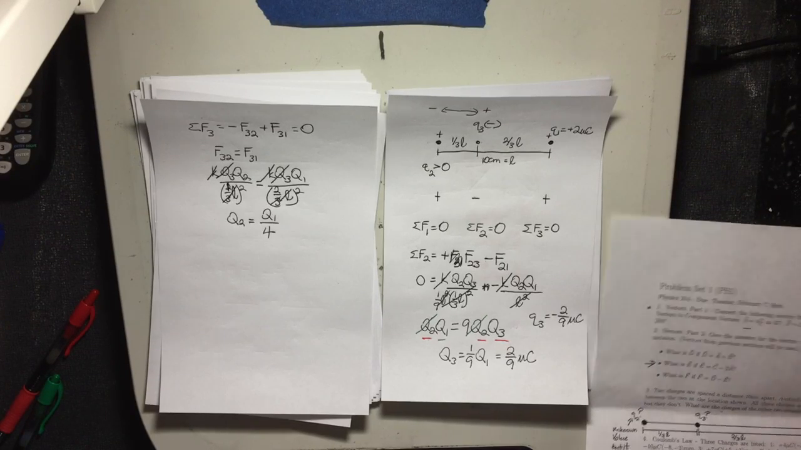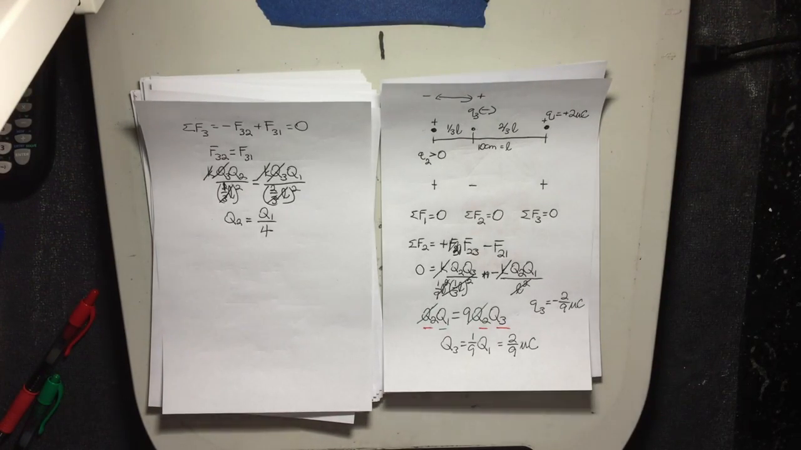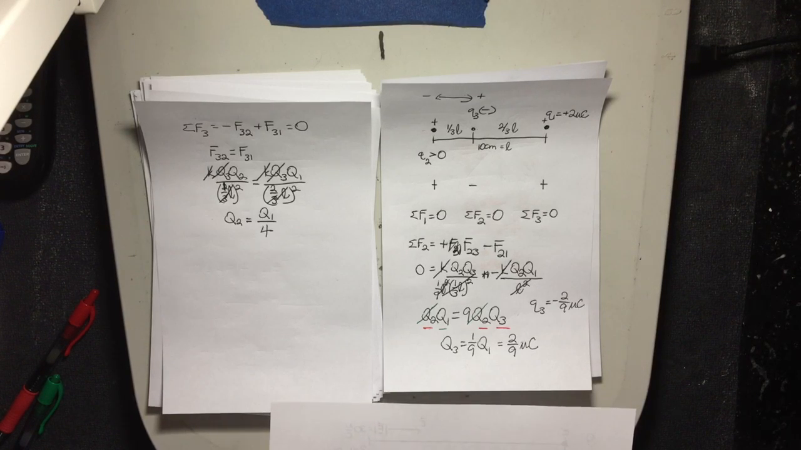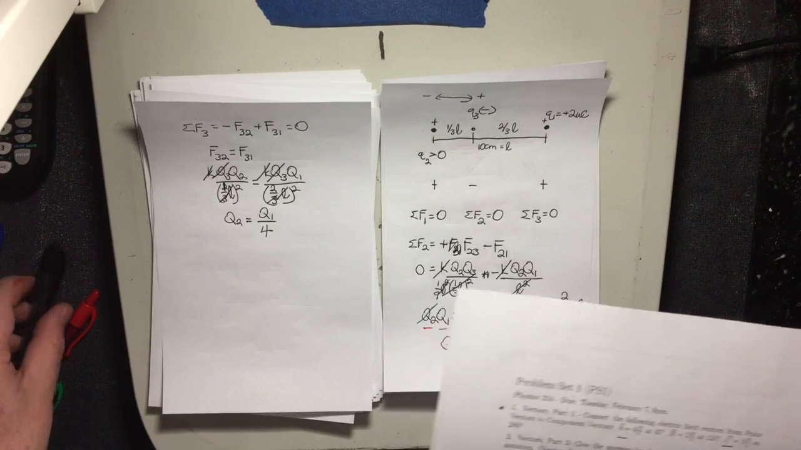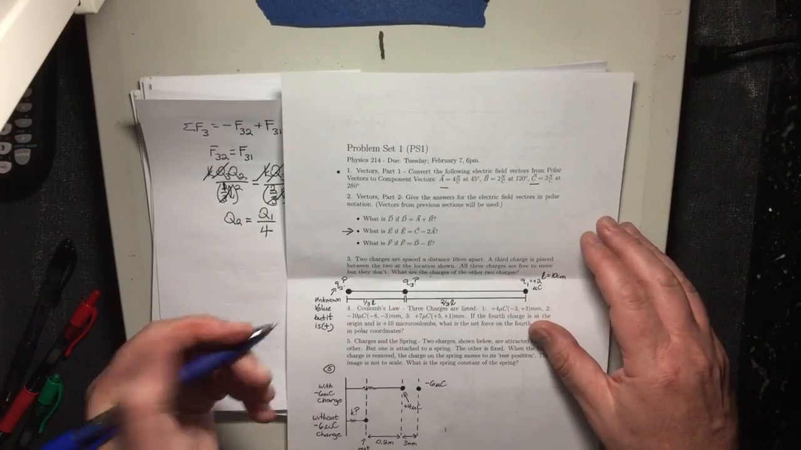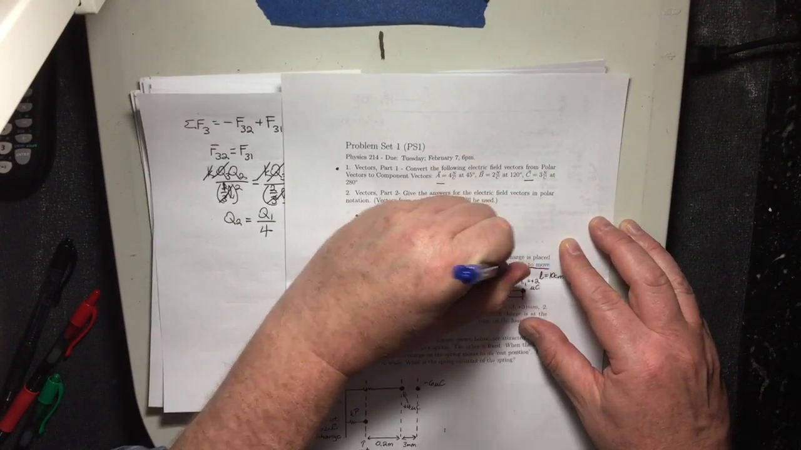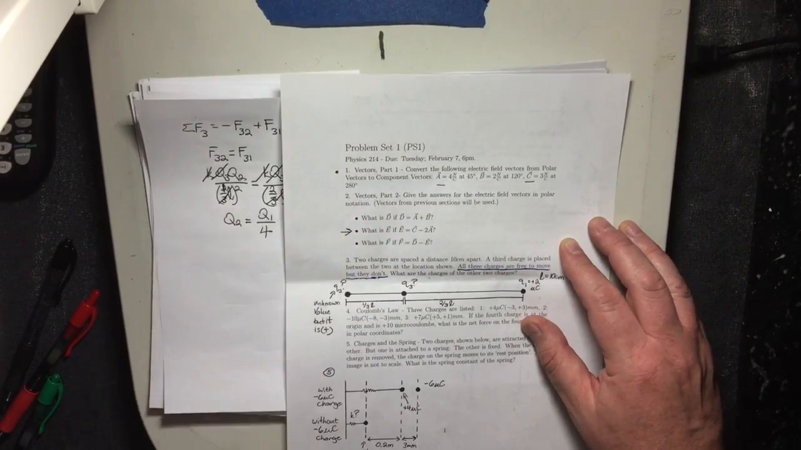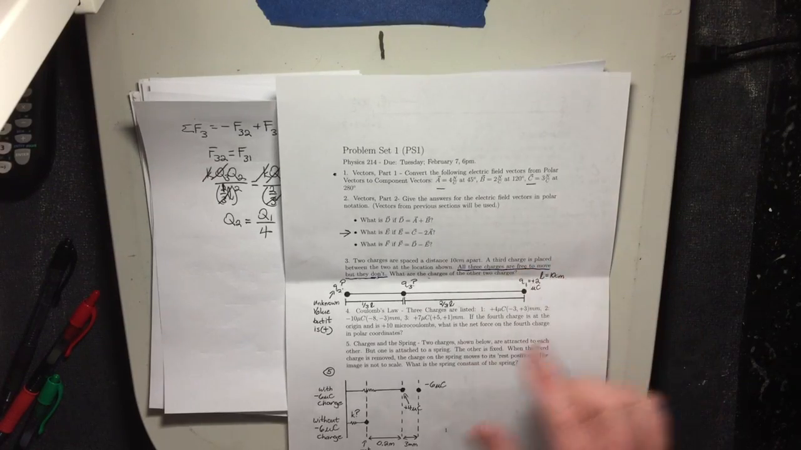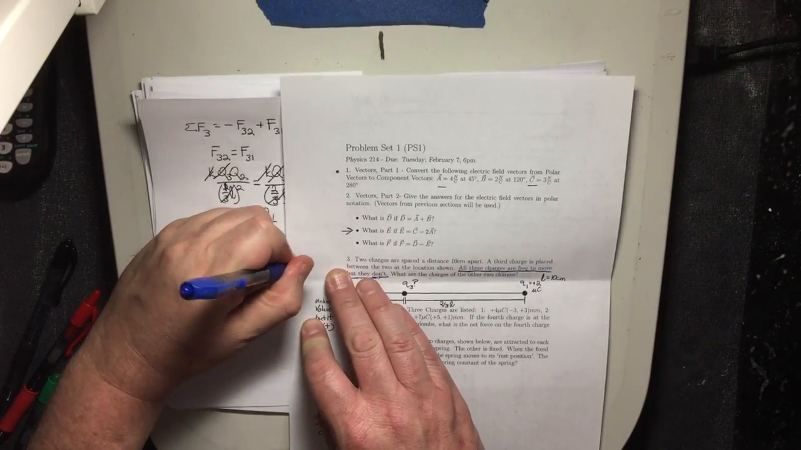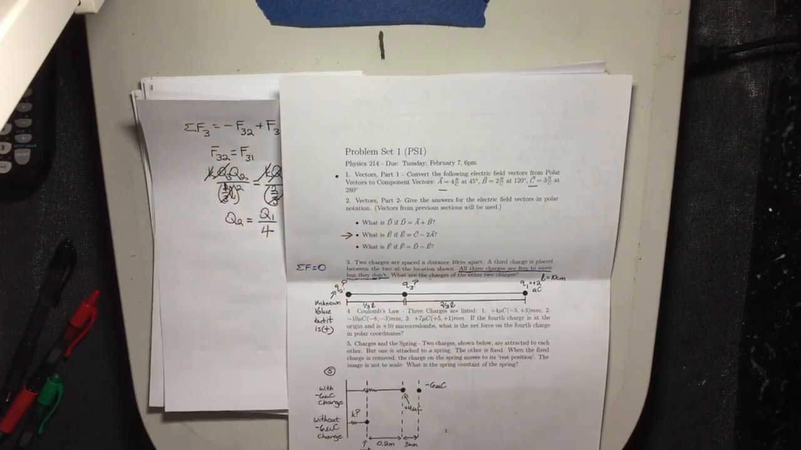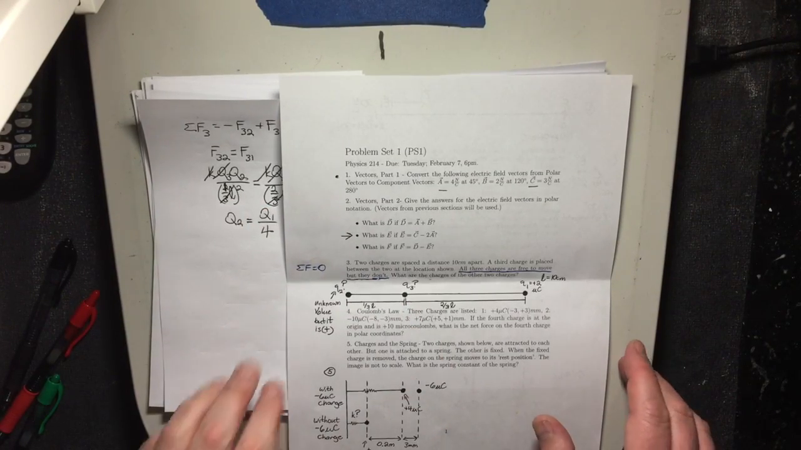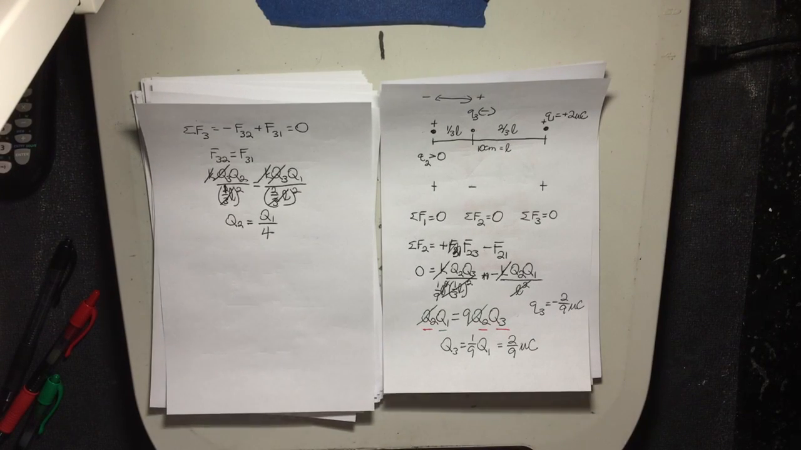Probably the most important phrase in this problem is that sentence right there, which means you know for a fact that the sum of the forces on each of the particles is 0. That one sentence gives you so much power to work with.